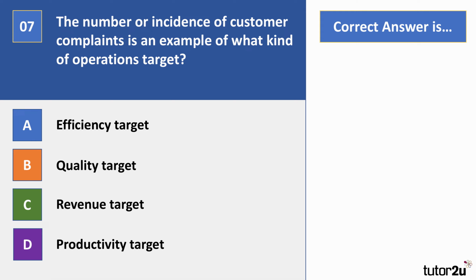Customer complaints is an example of a quality target. Quality in the sense that customer service is a key measure of quality. Customers who are poorly served are therefore being given low quality, therefore trying to minimize the incidence or number of customer complaints would be a key operations target when it comes to quality.